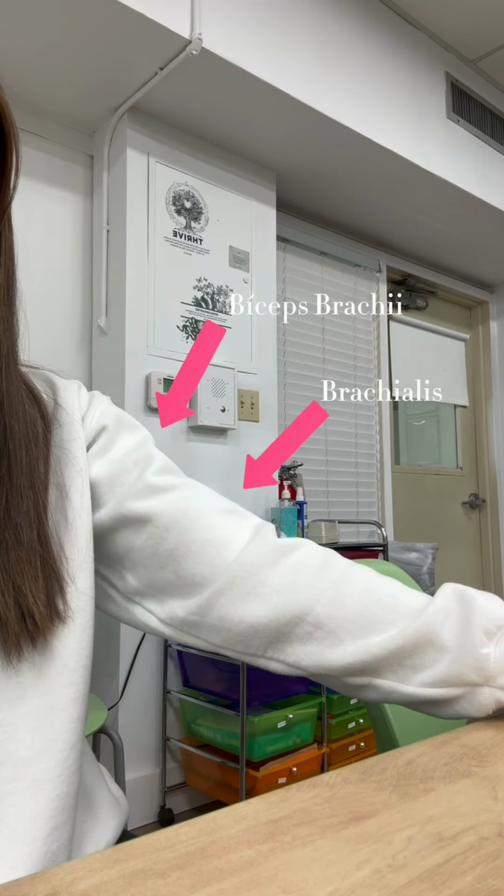Flexion is the bending of a joint resulting in a decrease in the angle between two body parts. In flexion in the arm, the biceps brachii and the brachialis are used.